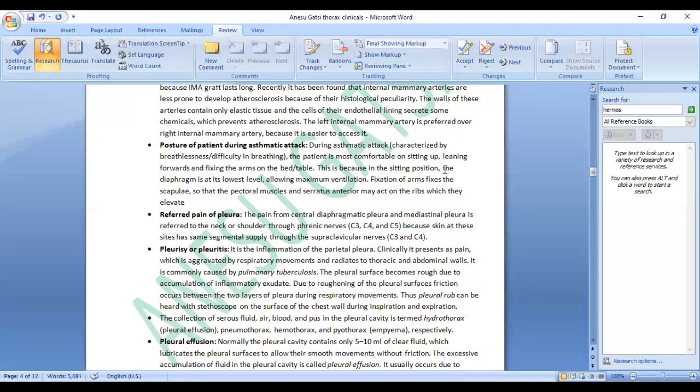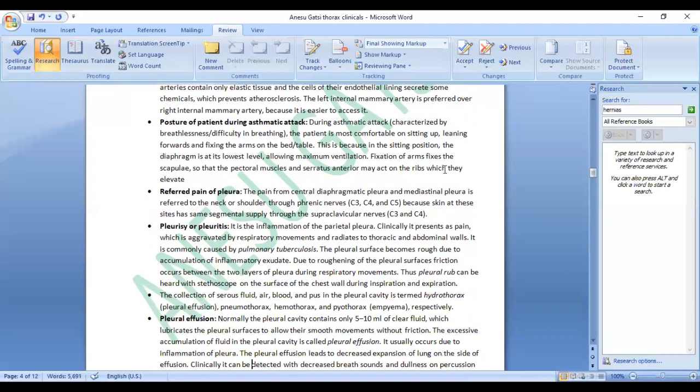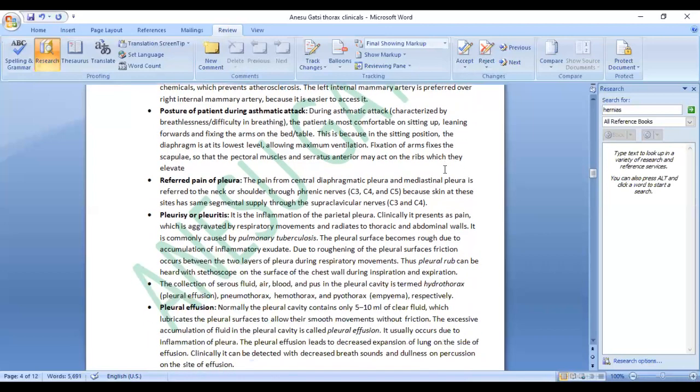So pleural effusion, as I have alluded to earlier, is hydrothorax. Normally you have 5 to 10 mL of clear fluid within the pleural space. That is different from the 50 mL that you find within the pericardial space. This fluid will lubricate the pleural surfaces to allow for their smooth movements without friction.